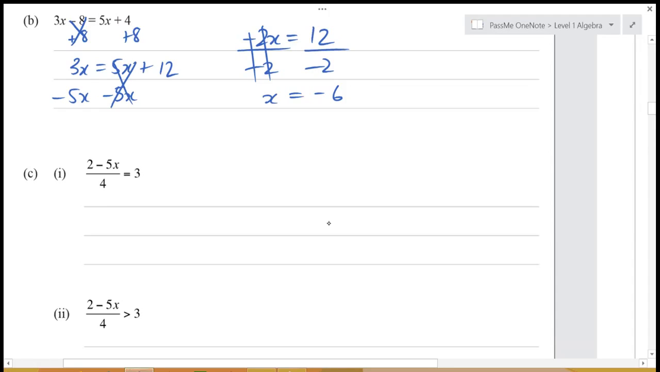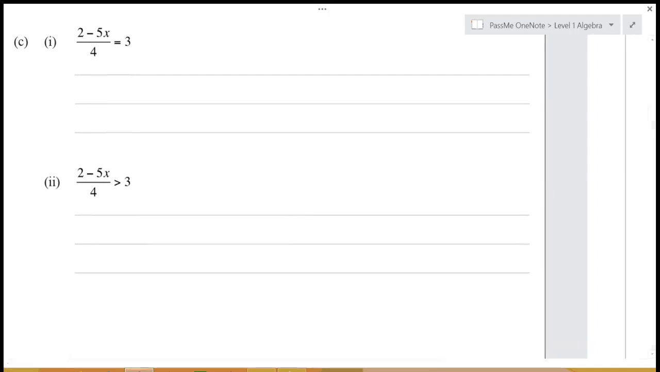Okay, question C, we've got that divide by 4 there, so I'm going to multiply both sides by 4, and that cancels out our divide by 4, so we're left with 2 minus 5x equals 3 times 4, which is 12. Now I'm going to get rid of that 2 off that side by subtracting it, so that 2 adds to 0, and we've got negative 5x equals 10.